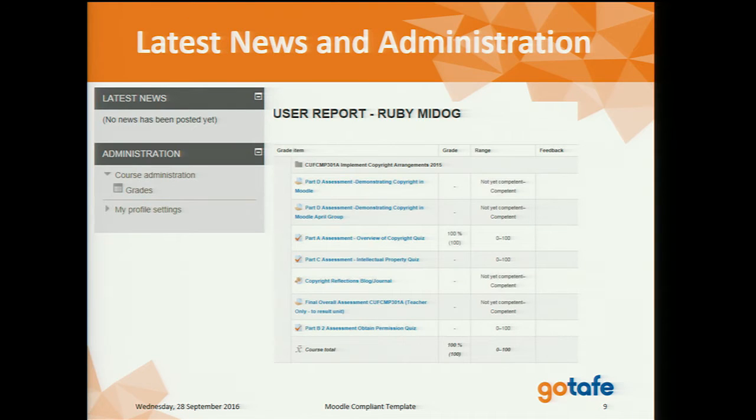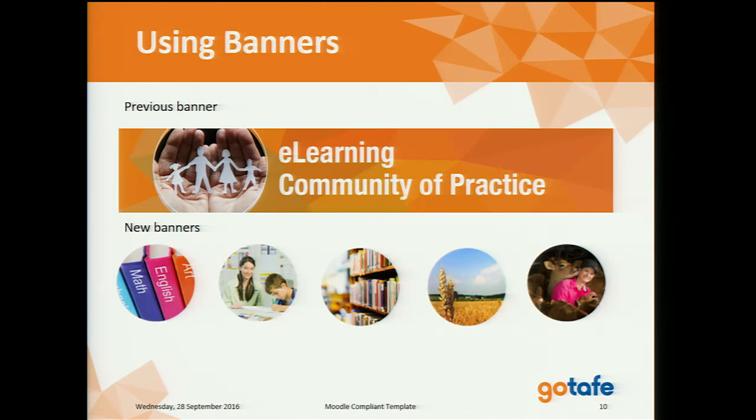The other ones we use is latest news and administration, which you probably all do. These are our banners. So what we did, we had a working party get together. So it's not just us forcing it down to our teachers what they have to do. We had a working party, and the working party was made up of a quality team. Because we have to comply to ASQA, I'm bringing that word in again, and I'll talk about that more in a moment, we have to maintain quality of our courses and what we deliver.